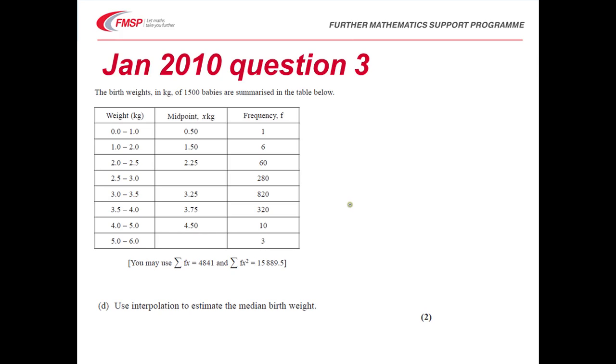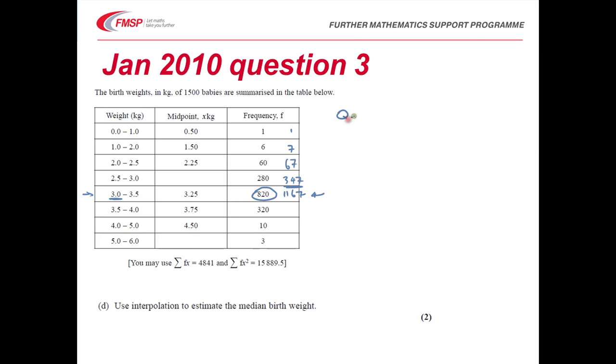If I want to do interpolation, I need to work out which group, which class the median is contained within. The best way of doing that is just to jot down some cumulatives, because we're going to need these in any case. We're looking for the median, we're looking for Q2, so I can see that Q2 is going to lie in this group here. So there are some key numbers: there's the 3, there's the 347, there's the 820. These are three key figures.